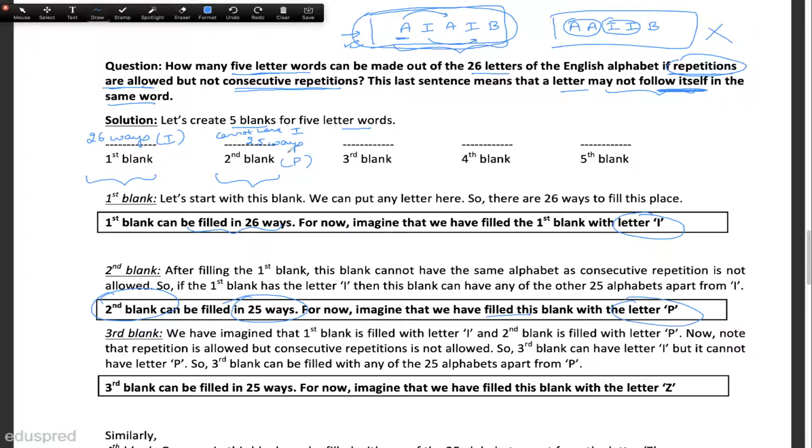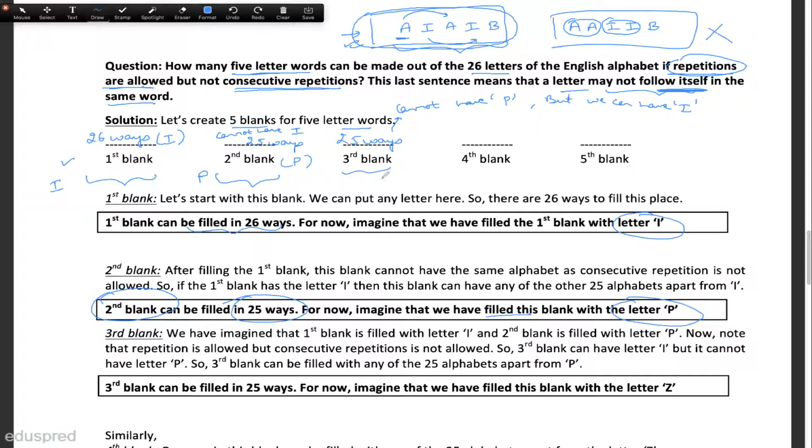Now in how many ways can we fill the third blank? In the first blank we have I, in the second blank we have P. In the third blank we cannot have P, because consecutive repetition is not allowed, but we can have I. The repetition is allowed, but consecutive repetition is not. I is there in the first blank, and it can also appear in the third blank, that is not an issue, but P cannot appear in the third blank. So in total there are 25 ways to fill the third blank, because P is the only alphabet that cannot come there.